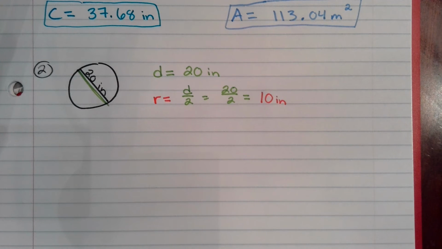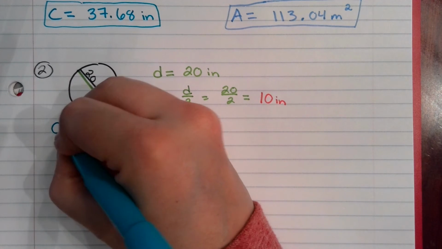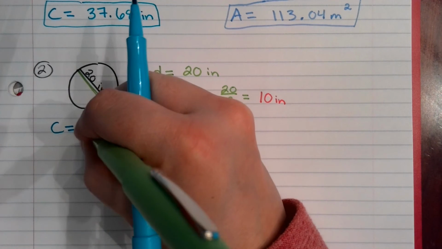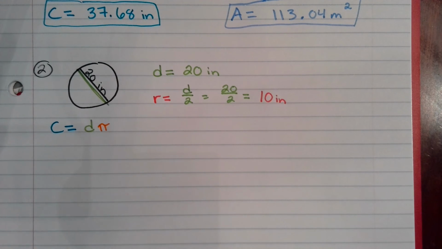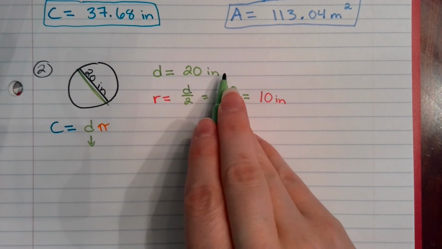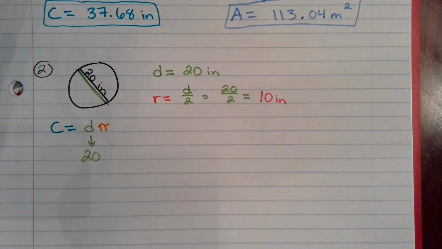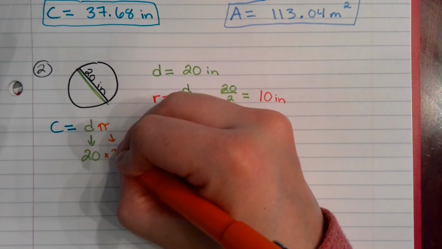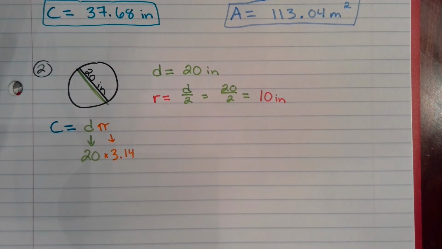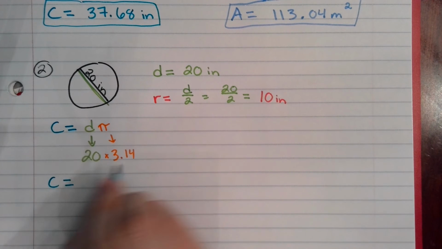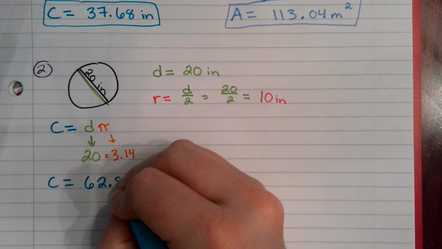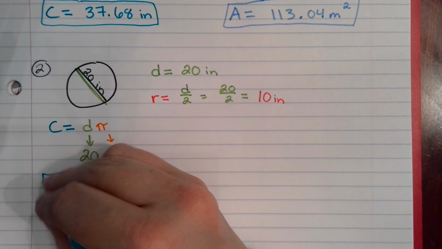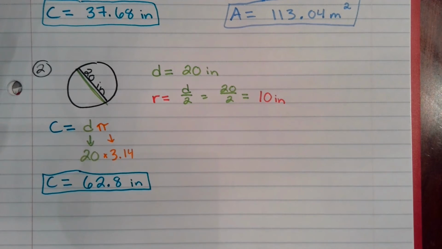Okay, now let's go ahead and focus first on our circumference. Circumference is equal to diameter times pi. The diameter in this case is 20. Pi is 3.14. So now we're just going to multiply 20 times 3.14, and that's going to give me 62.8 inches. So there's my circumference, 62.8 inches.